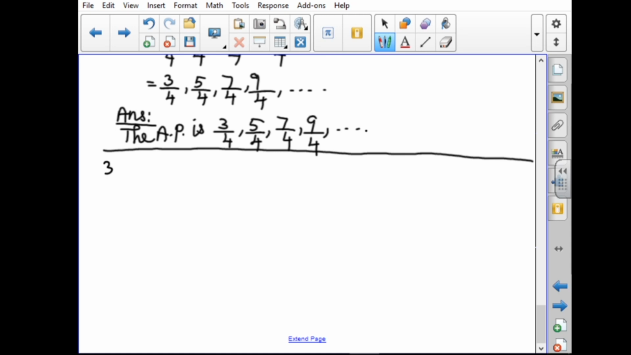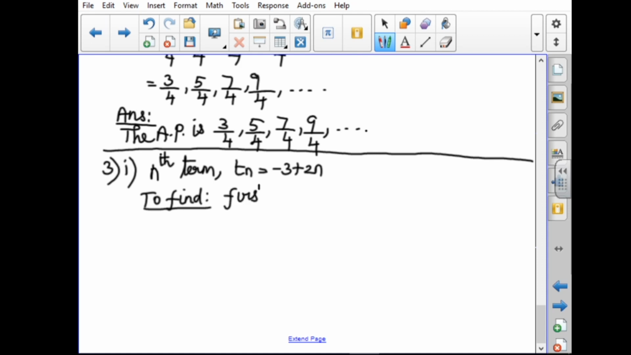Third question, first sum. Find the first term and common difference of an arithmetic progression whose nth term is given as Tn equal to minus 3 plus 2n. We denote the nth term by Tn. It is given as minus 3 plus 2n. To find the first term and common difference.